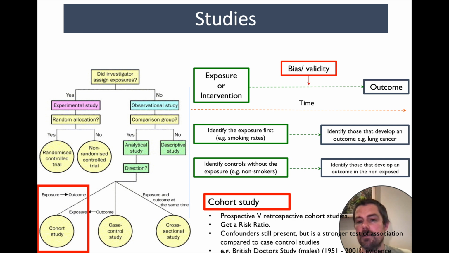There's still confounding at play. We might not be able to believe the association as causal, but a cohort study is a stronger test of association compared to case control studies. And this is exactly what happened with the British doctors study, where thousands of male doctors were followed up over many years.